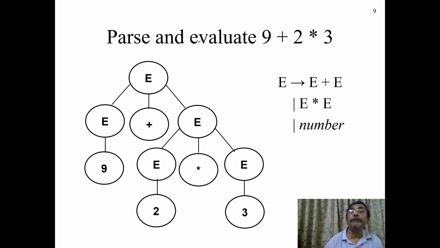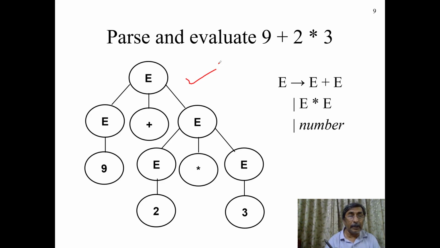For example, if 9 plus 2 star 3 is the expression, then the parse tree that I have given here is the correct parse tree. If we look at it, 2 star 3 is evaluated first, and then the result is added to 9, and we get the result back in the root. Now, if this is the correct parse tree for 9 plus 2 star 3, we should be able to say in what order the reductions took place.